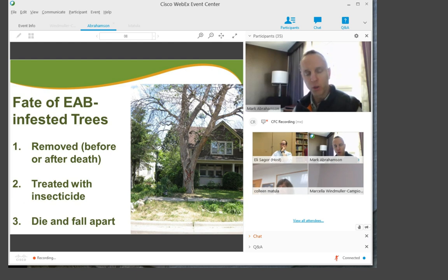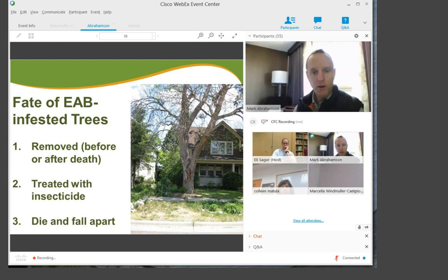Insecticides work really well for emerald ash borer. So for trees that warrant that investment, insecticides, as far as anyone can tell, can protect them indefinitely. So certainly there are options to preserve trees, again, that warrant that kind of investment. But if one of those two things doesn't happen, these trees are going to die and fall apart.